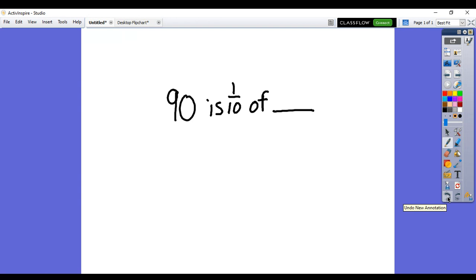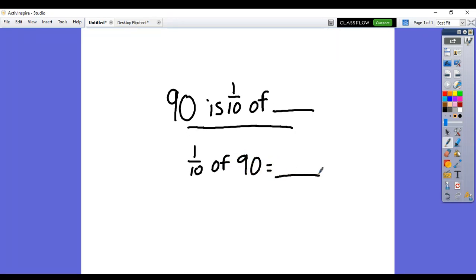If I did 90 divided by 10, that would mean that 90 is 1/10 of 9, and that's just not true. So you really have to look at the wording of this. If it was rewritten as 1/10 of 90 equals what, that would mean that you would do 90 divided by 10. But it is not. It is, 90 is 1/10 of what number? So to find that, we would do 90 times 10. And that would give us what?